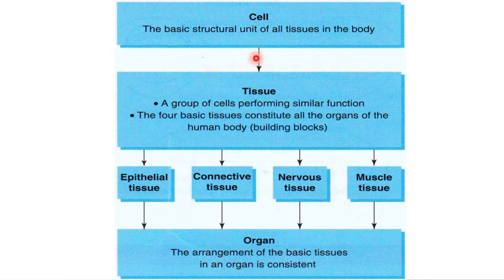So then the cells, a group of cells performing a similar function, they form a tissue. So there are about 4 basic tissues which are the building blocks of the human body. They are the epithelial tissue, which covers the surface of the body and the hollow cavities. And then the connective tissue. It joins and supports other tissues.